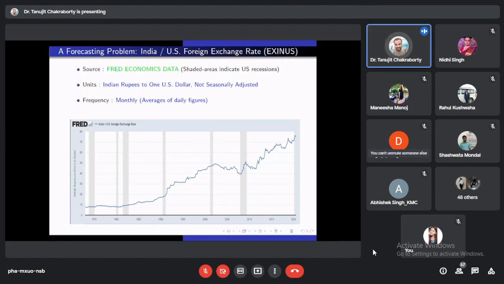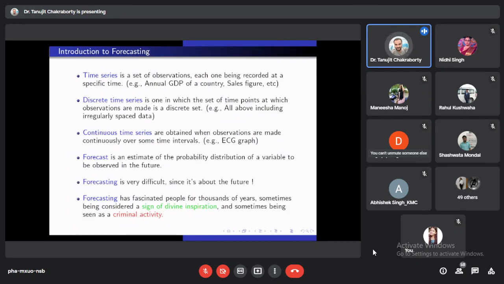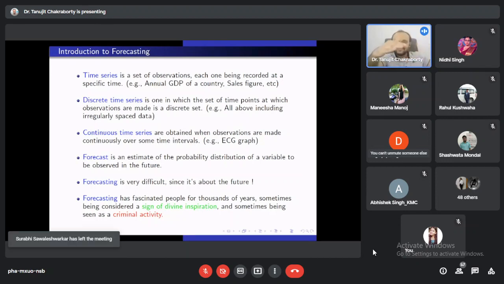So, right now, let me tell you the formal definition of these particular topics that we are going to discuss today. So, we are going to discuss time series, which is nothing but a set of observations that are recorded at specific times. Just like we have been using Google, right? In Google, we look up what the temperature is going to be for tomorrow.